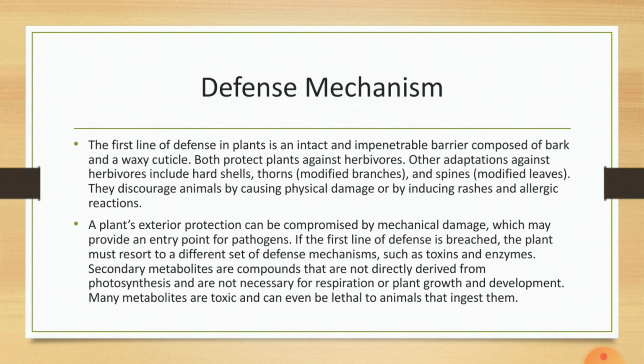The first line of defense in plants is an intact and impenetrable barrier composed of bark and a waxy cuticle. Both protect plants against herbivores. Other adaptations against herbivores include hard shells, thorns, modified branches, and spines, which are modified leaves. They discourage animals by causing physical damage or by inducing rashes and allergic reactions.